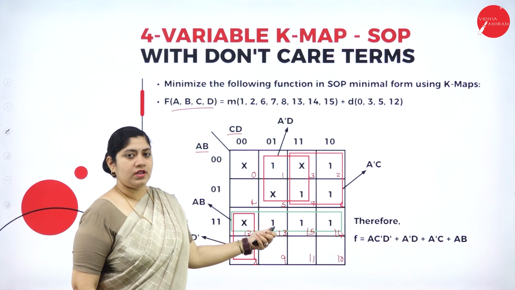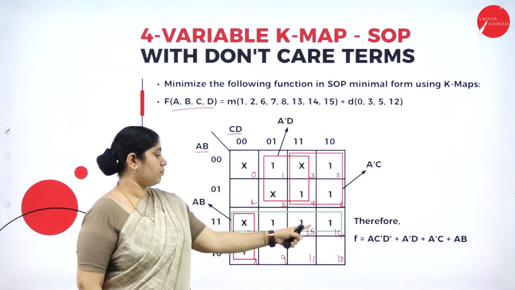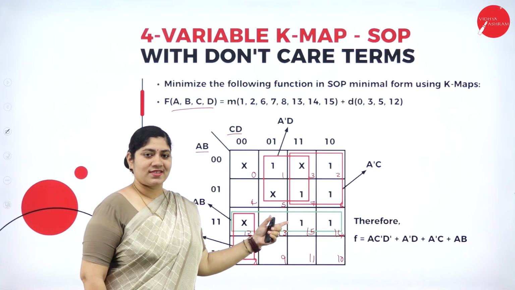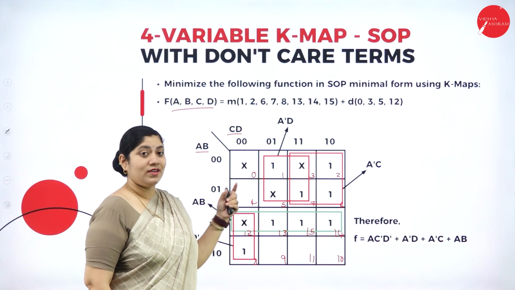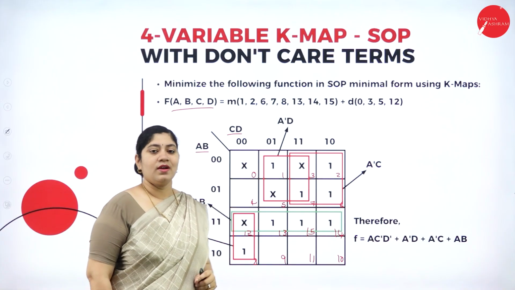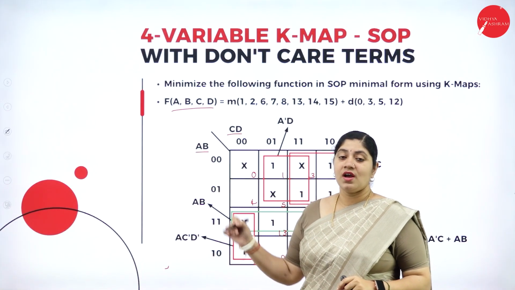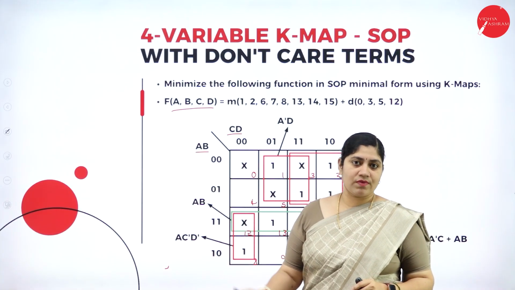13th block, yes, 1 is done. Followed by 14th block, 1 is done. 15th, so where is 15th? So 15th block, 1 is done. So 1 we have written. Next, we have to check the don't care. So this don't care will be helping us in order to represent our K map in a more simplified form.